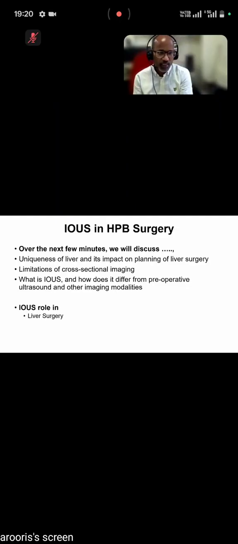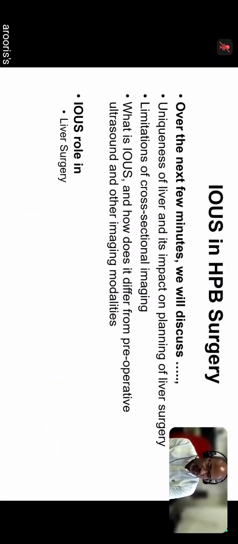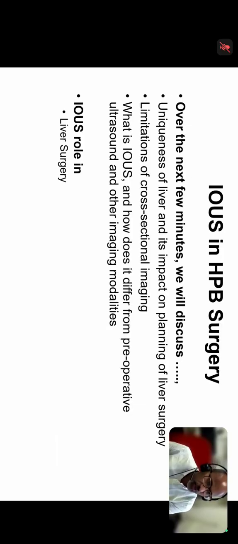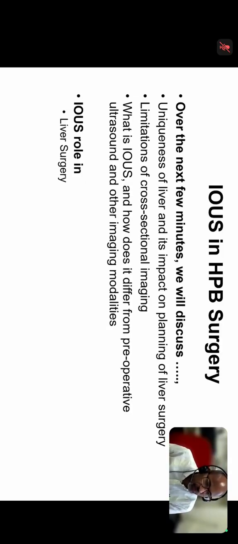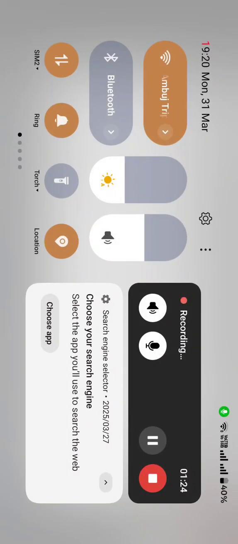So what I'm planning to do over the next few minutes is discuss why we need an ultrasound scan, because there's no point in me going straight into the ultrasound scan unless we understand why. The first few slides cover why we need ultrasound scan because of the limitations of cross-sectional imaging. Then I'll go into what an ultrasound scan is, how it is different from a preoperative scan, and what the uses are. Uniquely this time, I've included the sonoanatomy of the liver. I'm also going to talk about the role and the technique.